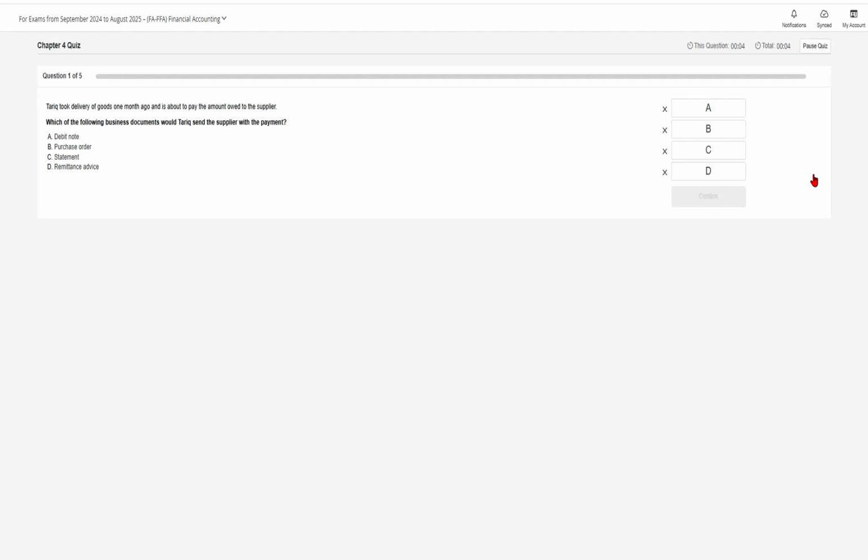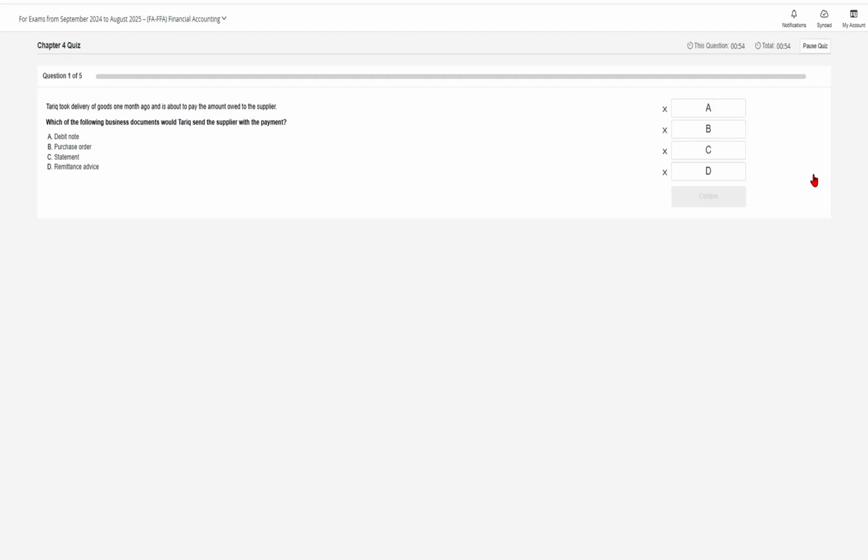So the first question is, Tariq took delivery of goods 1 month ago and is about to pay the amount owed to the supplier. Which of the following business documents would Tariq send to the supplier with the payment? The first option is debit note. This document is sent when Tariq returns goods or asks for a reduction, because Tariq is the buyer and the seller is the supplier. So that's why A is incorrect.